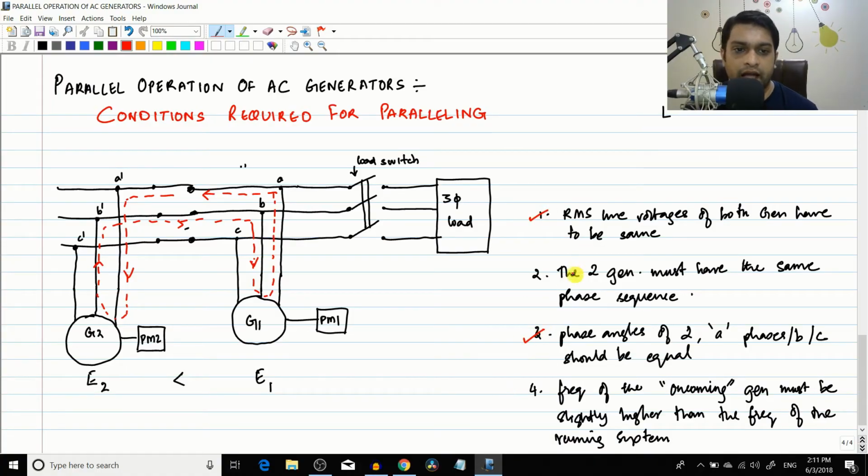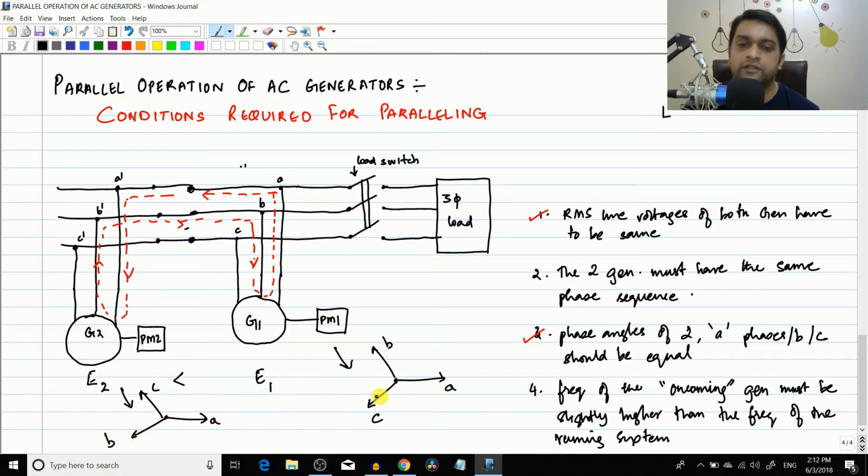The second point here is that the 2 generators must have the same phase sequence. For example, let us assume that they have different phase sequences. Say generator G1 has a phase sequence A, B, C, and generator G2 has a phase sequence A, C, B.